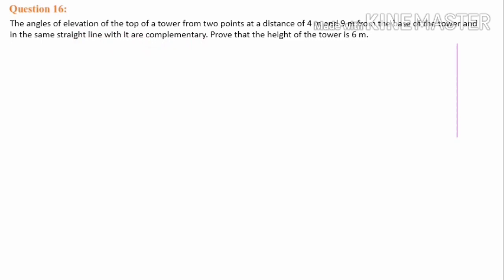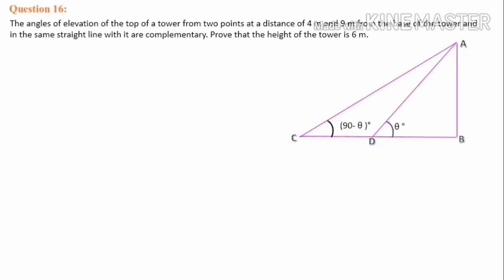Here, if you draw the diagram, there is a tower and we can mark it as AB. Then there is a straight line which represents the ground, and C is marked and D is marked. Then C and D are the positions of those points, which are 4 meter and 9 meter from the foot of the tower. The angles of elevation are complementary in the sense that when you add these angles you will get 90 degree.